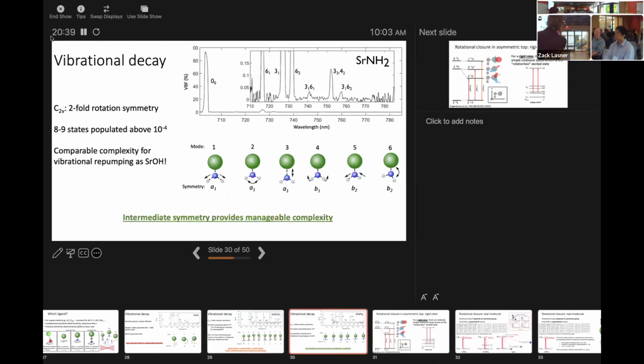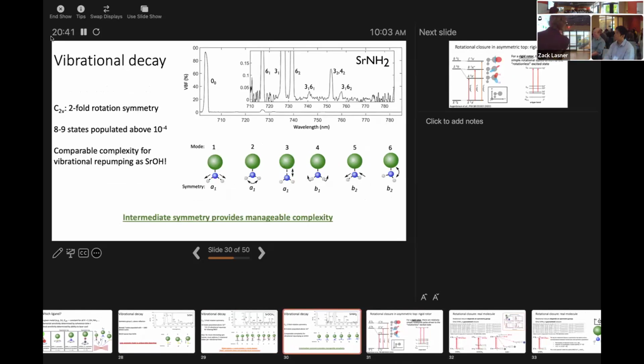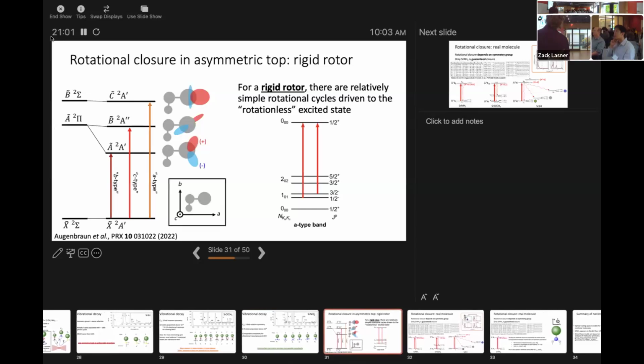The most interesting here is SRNH2, which has this twofold rotational symmetry. And it turns out the branching here is actually no worse than SROH. This, I would say, was a surprise to us, even though nominally it should have worked and that should have been clear, but we were just kind of skeptical that you keep adding weirder structures and it still works. But SRNH2 really does not look that hard to laser cool.